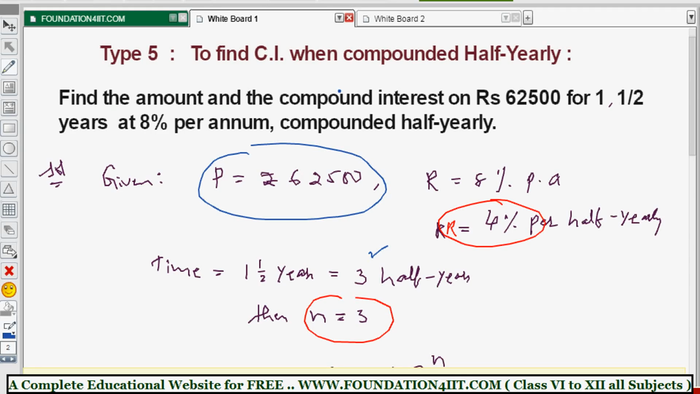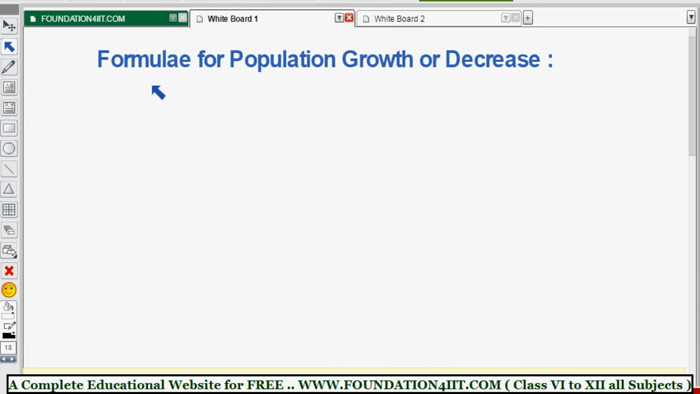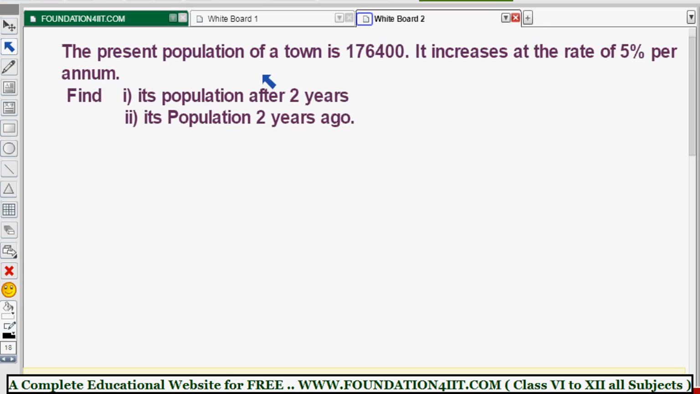Next, using similar formulas, how to find growth and depreciation. Formula for population growth and population decrease. Depreciation type questions we'll also see. So here we will discuss the formula for population growth or decrease. When population is increasing, or due to any reason it decreases, and the rate of growth is given, we use the same concept as compound interest. So similar formulas apply for population growth or decrease also. So how will questions come, and how to use the formulas? I will explain one question also.